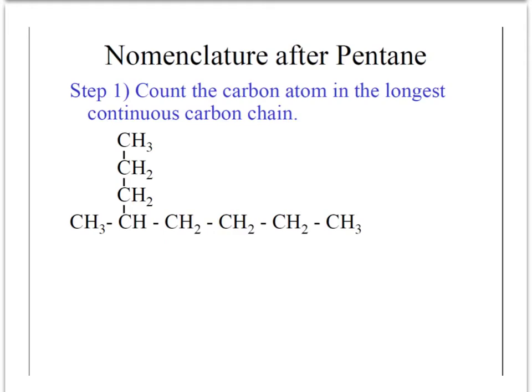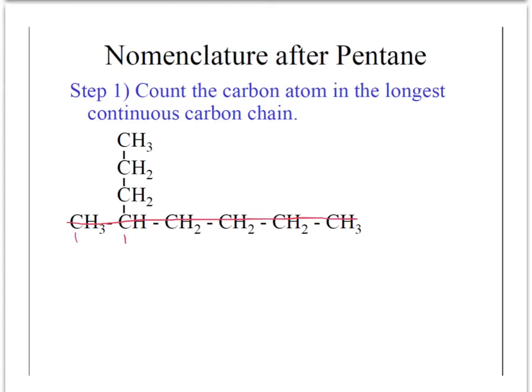So after pentane, after C5, we start getting into a different naming strategy. This is where the fun begins. If you look at this compound right here, coming up with the name of this one is a little bit trickier, but it's an exciting type of tricky. Step number 1 is to count the carbon atoms in the longest continuous carbon chain. If we take a gander at this little hydrocarbon right here, your eyes might at first be drawn to this straight line right there as the longest chain.